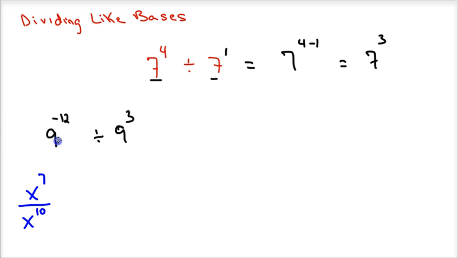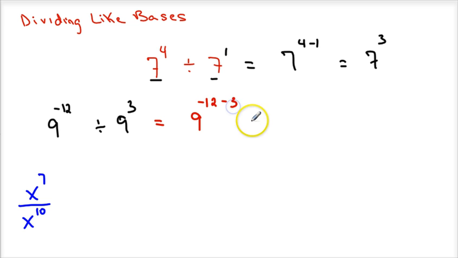Next one. 9 to the negative 12th divided by 9 to the 3rd. Do I have the same base? Everybody? Yes, excellent. So keep my base 9. Negative 12 minus 3. Now this is where you have to be on your toes with your integers. Excellent. Negative 15. So this is 9 to the negative 15th power. How do I write this with a positive exponent? 1 over 9 to the 15th. Excellent. 1 over 9 to the 15th power.